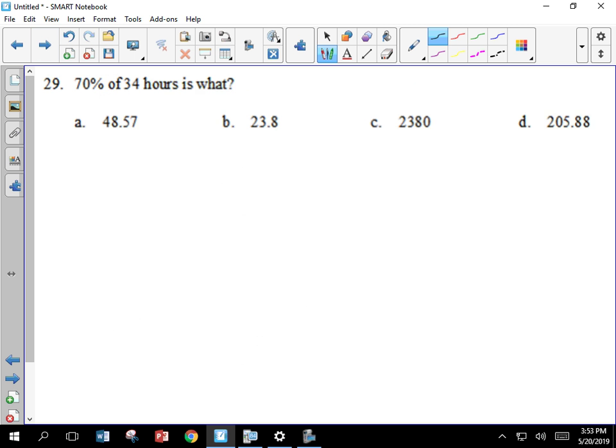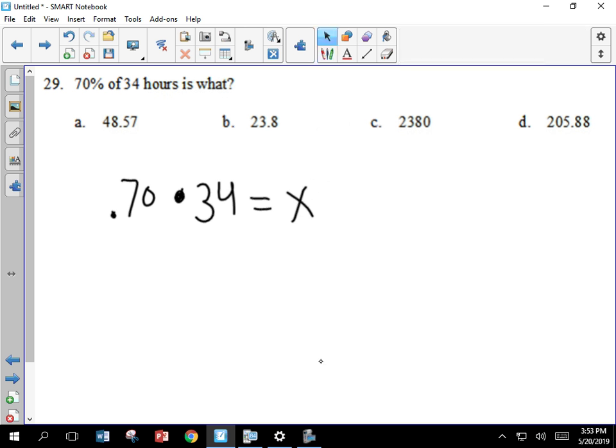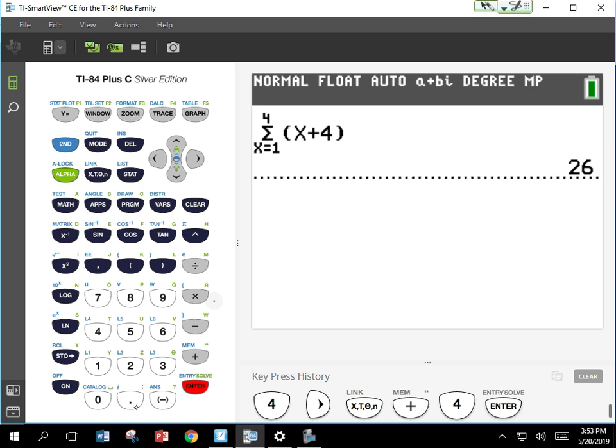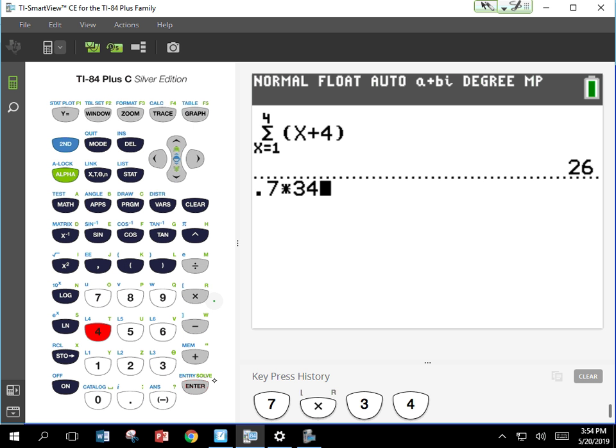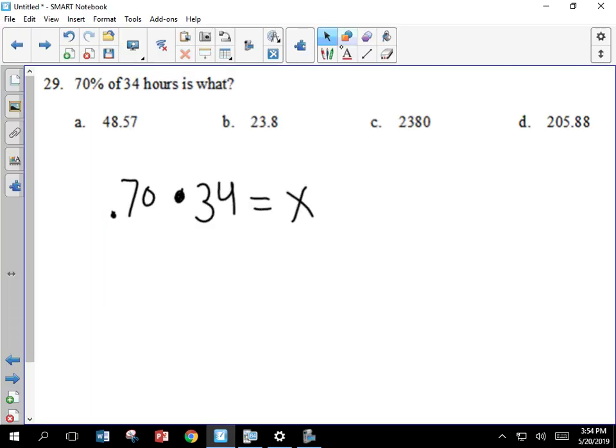70% of 34 hours is what? So I'll just write these out as they're written. 70%, I'm going to put it as a decimal, of means times, 34 is means equals, what? What means something we don't know, so I'm going to label it X. So if I do 0.70 times 34, hit enter, 23.8, and that is our answer choice.